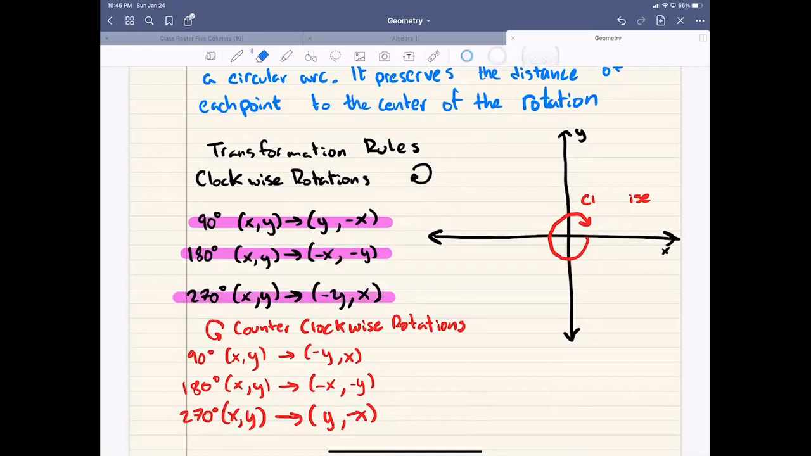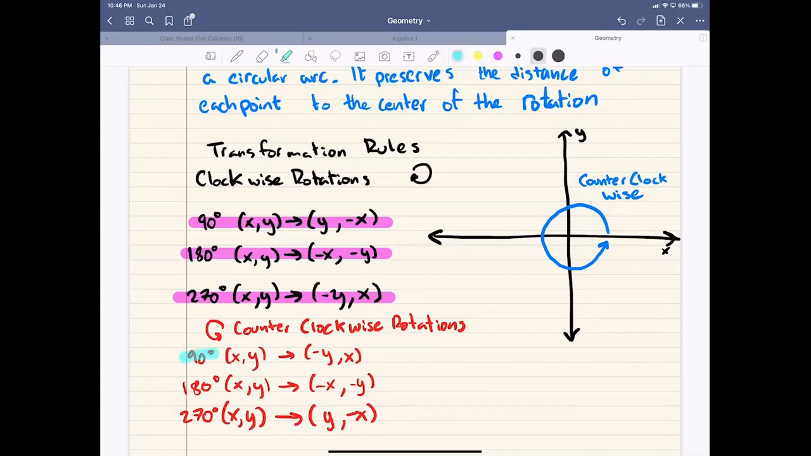Generally speaking, though, we do not really like clockwise rotations in math. Our favorite type of rotations are what we call counterclockwise rotations. And this is a standard notation. We like going this way, against the general direction of a clock. That's called counterclockwise. Right? And the rules for these types of rotations are these.